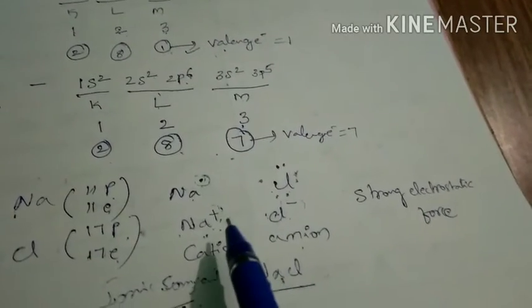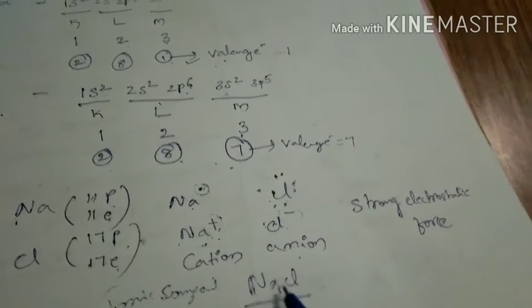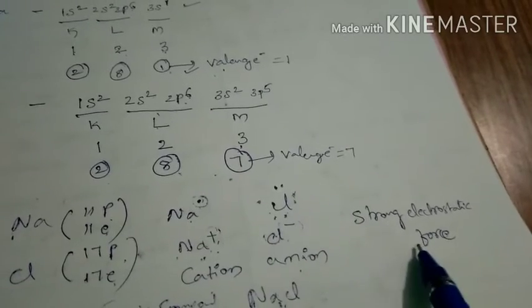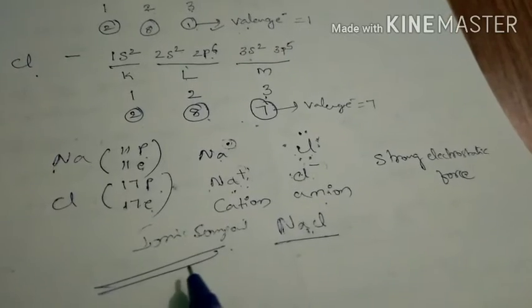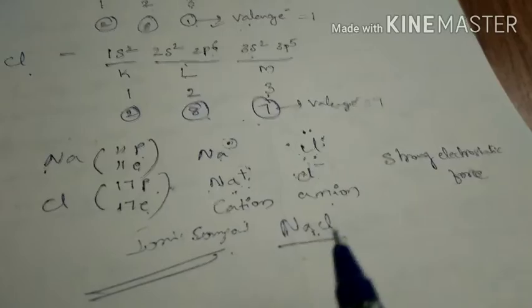So in this case positive ions and negative ions appear before the formation of this compound. Between the oppositely charged ions, these electrostatic forces of attractions arise. Such compounds are called ionic compounds.